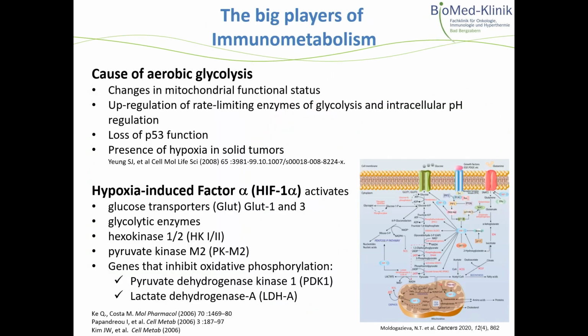The cause of aerobic glycolysis is changes in mitochondrial functional status. So upregulation of rate-limiting enzymes of glycolysis and intracellular pH regulation, loss of p53 function, and presence of hypoxia in solid tumors. And one of the most important things is HIF-1 alpha. It's a hypoxia-inducible factor which activates glucose transport into the tumor cells, glycolytic enzymes, and last but not least, proliferation of the tumor cells.